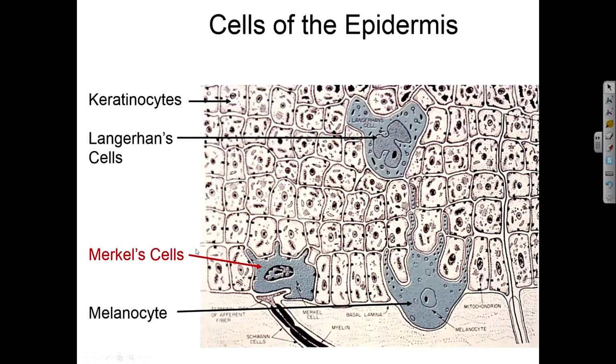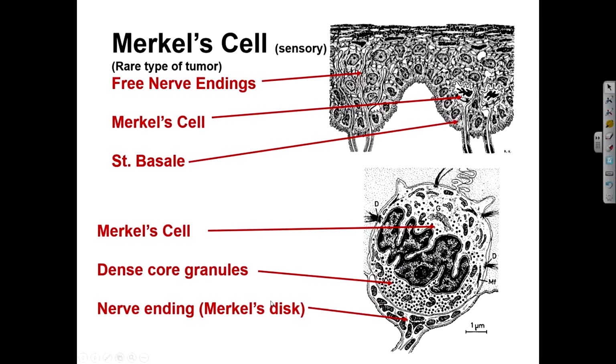Merkel cells, okay, this is sensory. Quite often you see them associated with a nerve of some sort. So you can see this Merkel cell here. It has these dense core granules, which is reminiscent of neurotransmitter granules. And it's budding next to a nerve ending. So we think that Merkel cells play a sensory role in the skin.